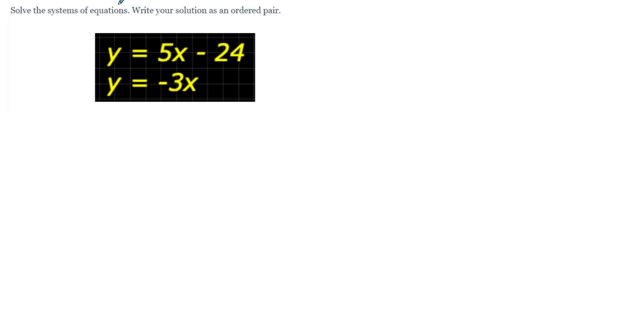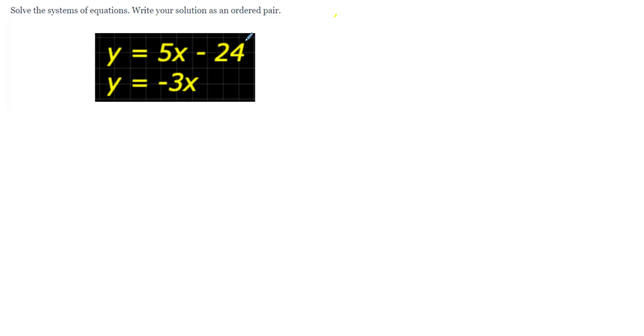Solve the system of equations. Write your solution as an ordered pair. So I have y isolated in the first equation and y isolated in the second equation. And whenever I see a variable that's been isolated, I will always use the substitution method.